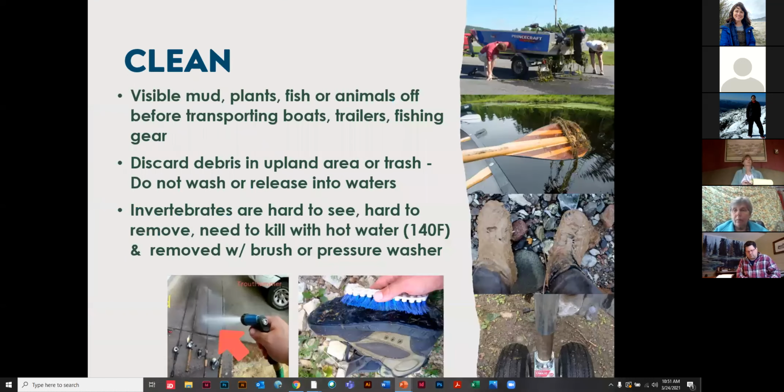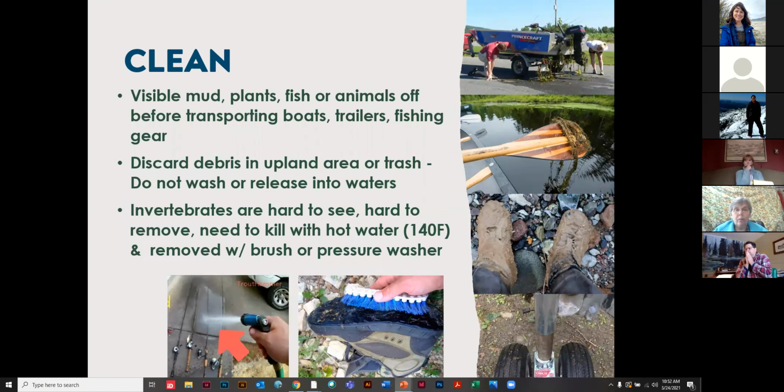So on your waders, on your fishing gear, and don't forget your fishing lines, don't forget your fishing poles, remove visible mud, plants, fish, and animals before transporting anything. And after use, discard that debris, not ideally in an upland area, but in the trash. Do not wash and release that material back into the water.